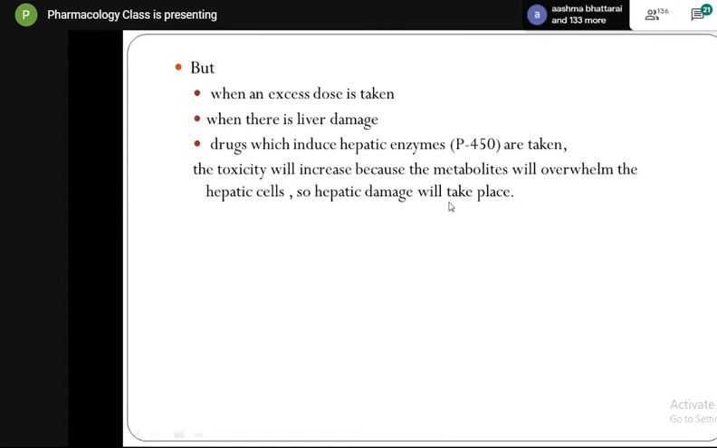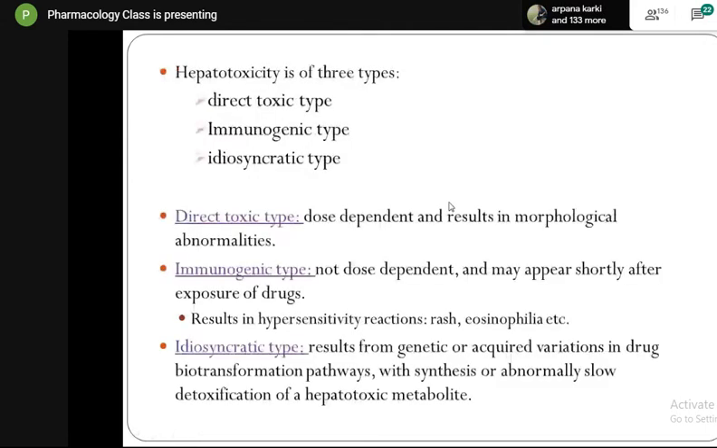So this is how the process of toxicity to the liver, mainly because of the use of drugs, can prevail, and that is called hepatotoxicity. Hepatotoxicity, as the word suggests, is the toxic or adverse effect on liver functions because of the use of drugs.